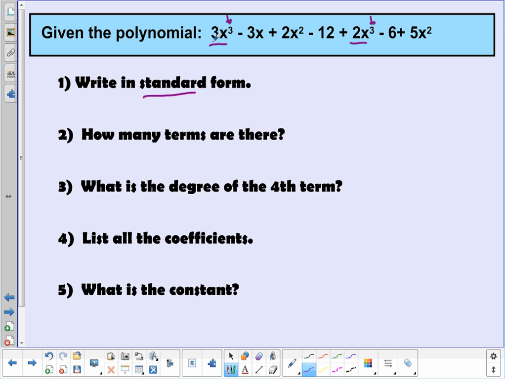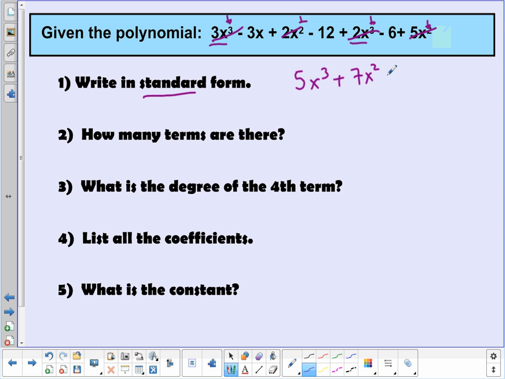Add the coefficients. 3 plus 2 gives me 5. So 5x to the third. Power didn't change, just the coefficients get added together. Then I would look for a squared term. So here I have 2x squared and 5x squared. 2 plus 5 gives me 7. So plus 7x squared.